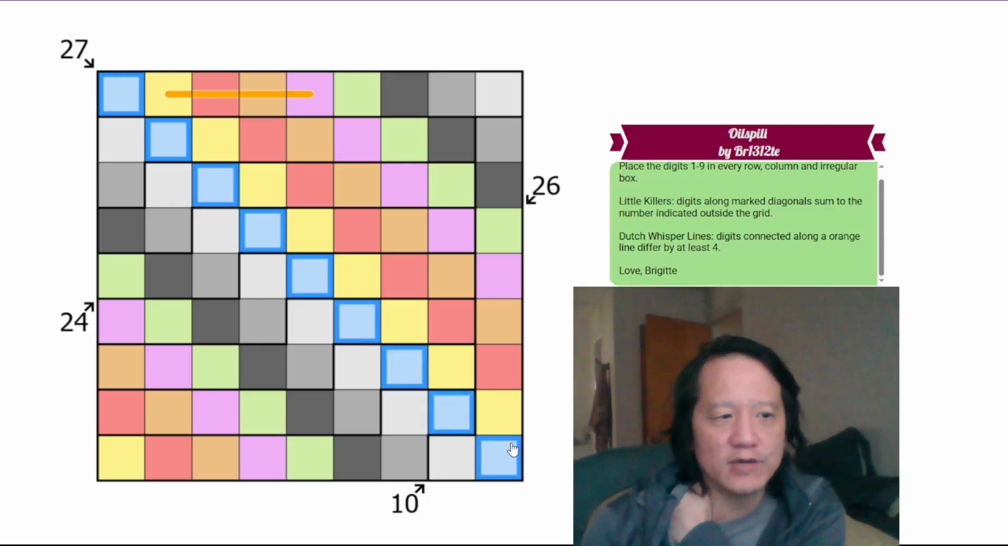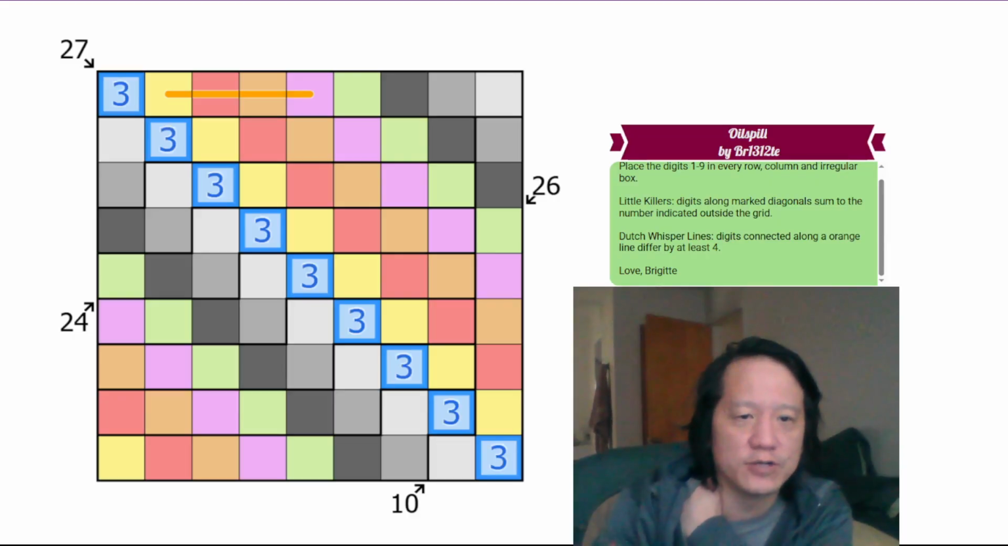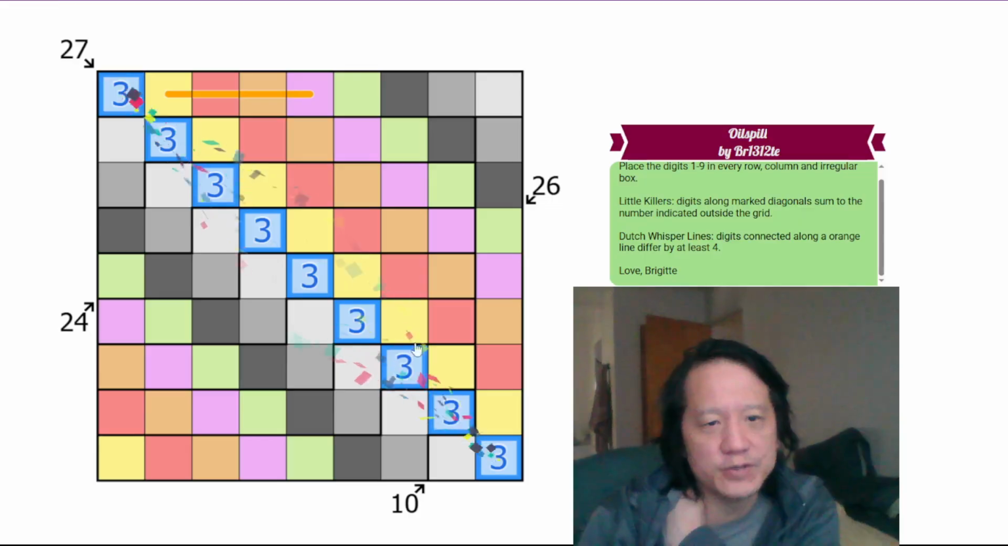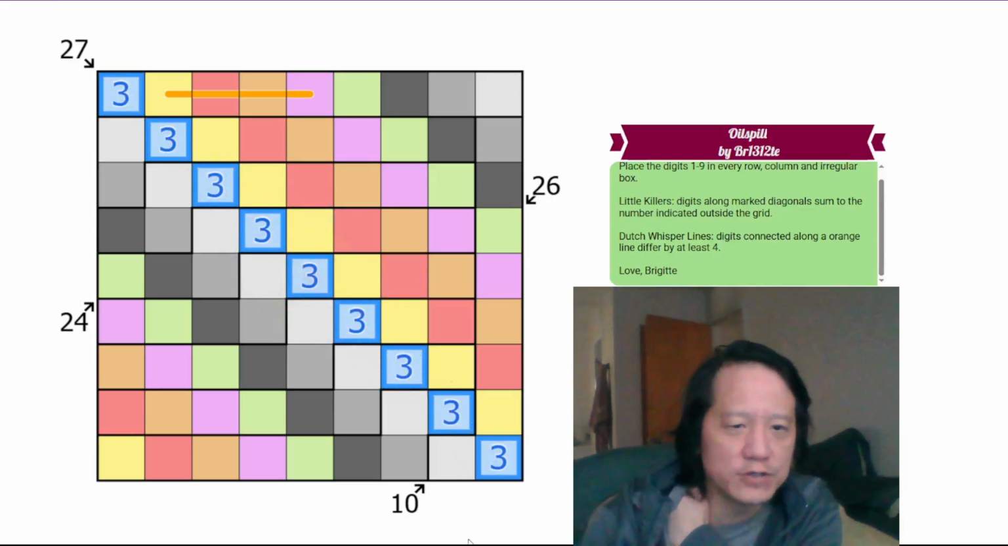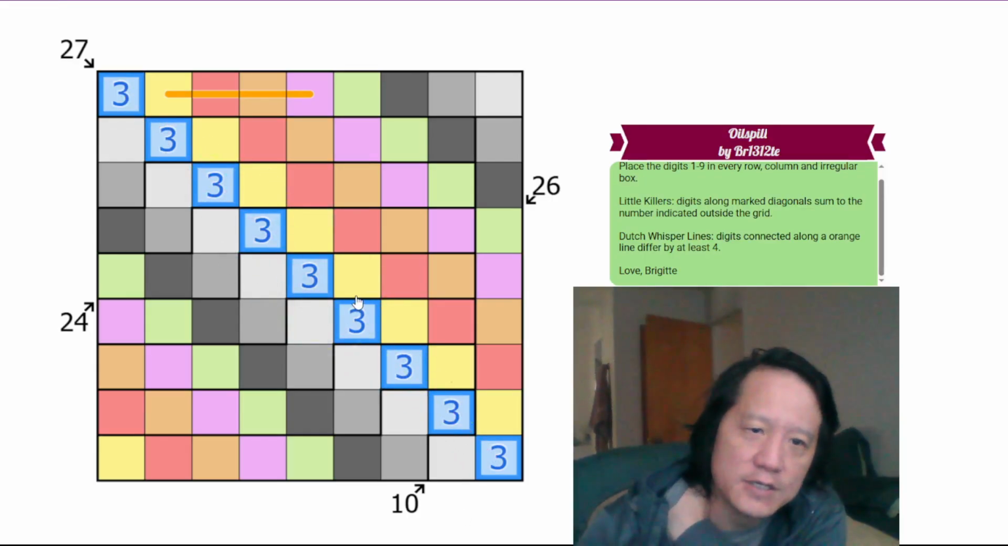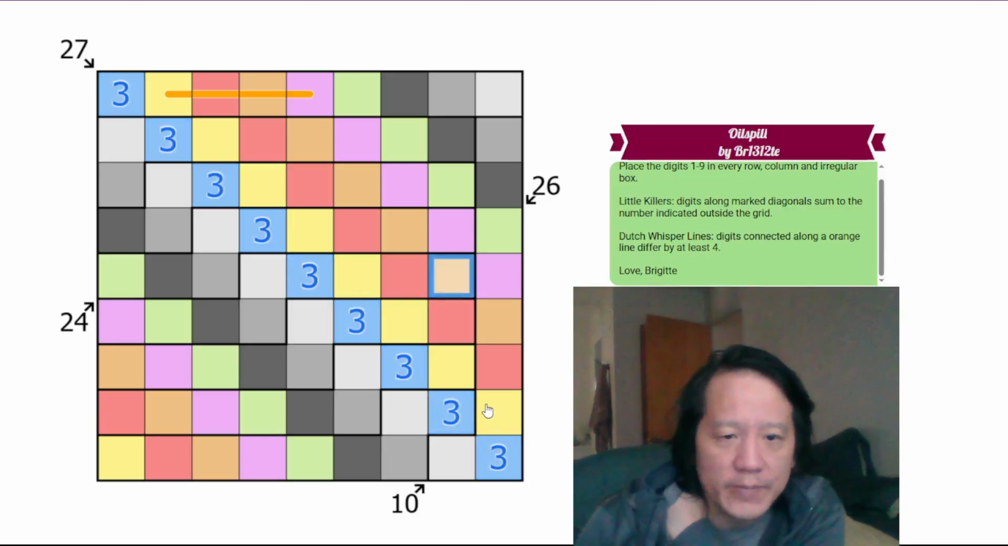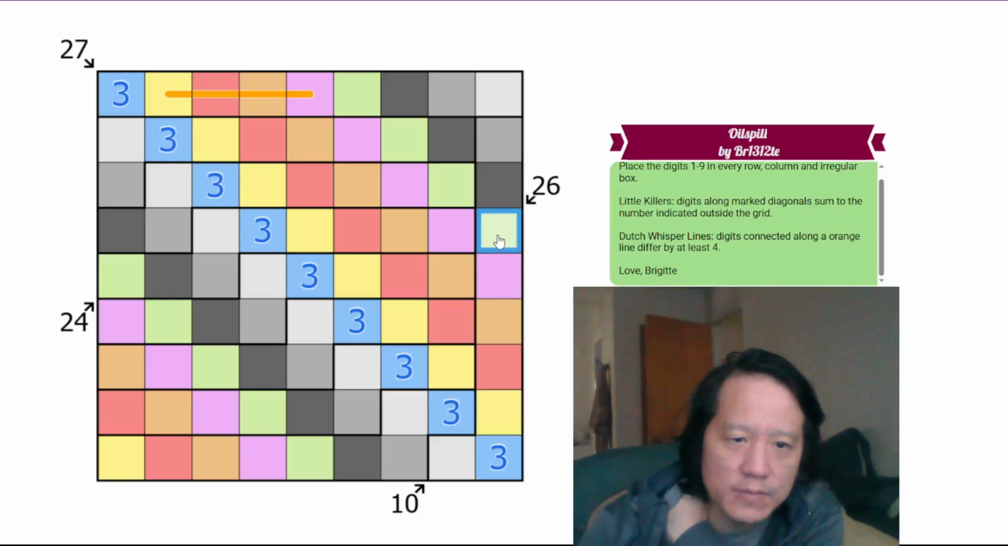So 27 divided by 9 is 3. So this has to be 3. That's 3 in the corners. We celebrate because we know we're close to solving this. Light and yellow add up to 10. That's not too helpful. Actually, that's not too bad, I guess.